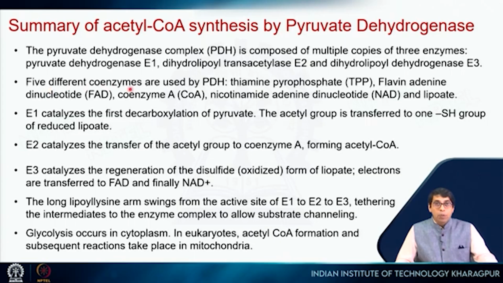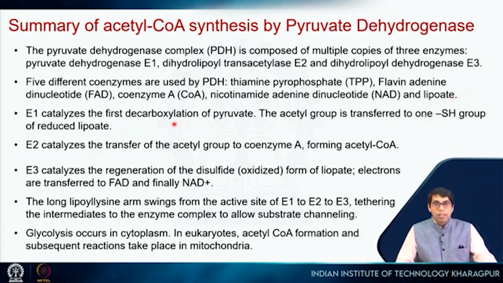There are 5 different coenzymes that are used by PDH: thiamine pyrophosphate, which is TPP, flavin adenine dinucleotide, which is FAD, coenzyme A, nicotinamide adenine dinucleotide or NAD, and lipoate. So, this is a new coenzyme that we have seen here.